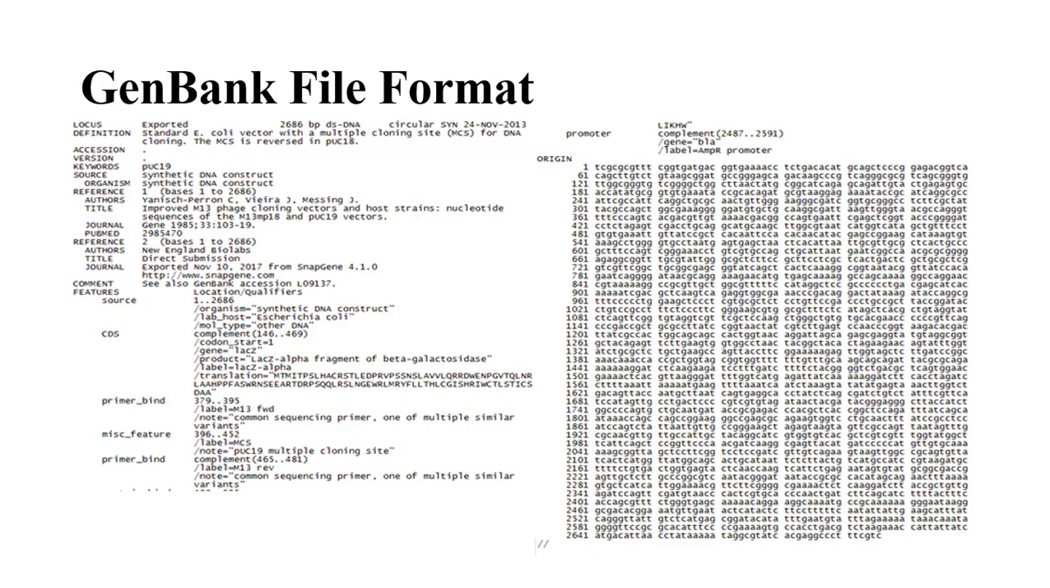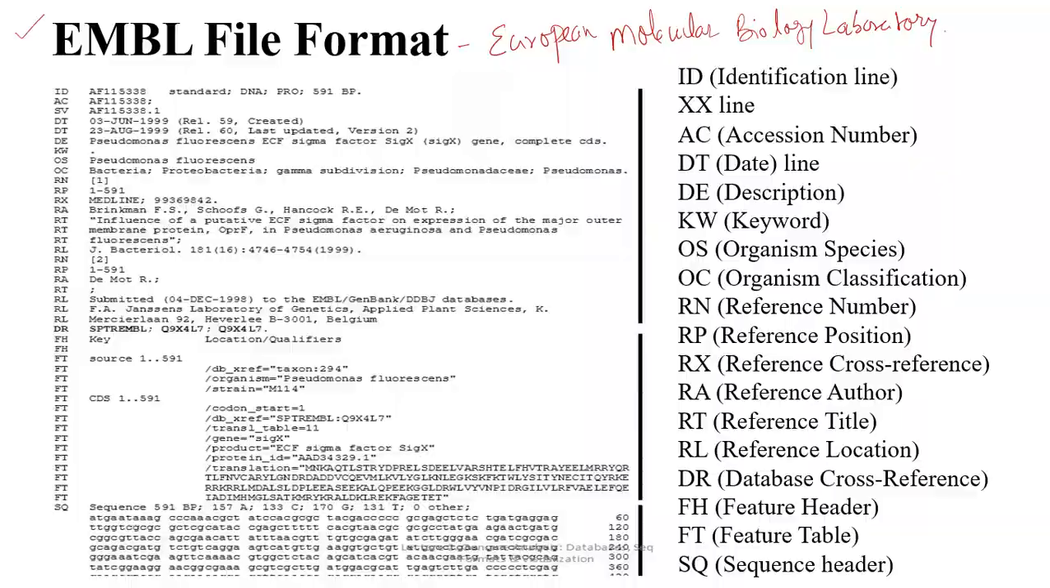The only difference is in GenBank it is clearly mentioned: definition, accession, version, keyword, source. But in the file format of EMBL, you will find here it is a 2-letter code, and there is no clear meaning mentioned in the file itself. So you have to understand what is the meaning of this. Okay, the rest everything is the same in this file also.